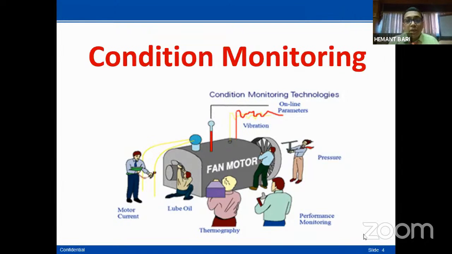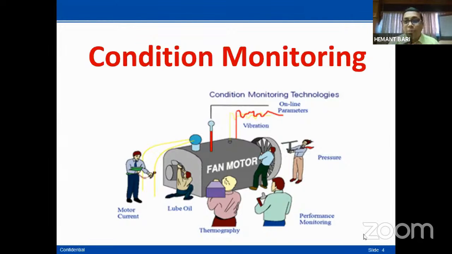Whatever deviation you get, you have to confirm the fault. Once you confirm the fault, immediately the maintenance team will work on that particular machine, and after that you have to recheck the machine to see whether the fault is eliminated or not.